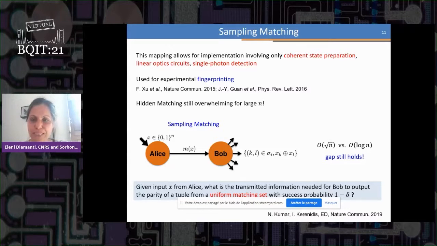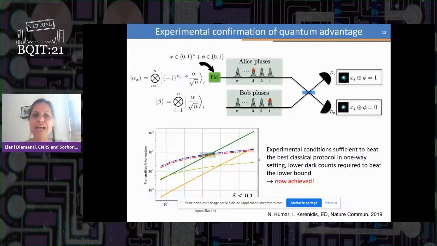We saw that the gap still holds in that case, and then we moved on to perform an experimental confirmation of this quantum advantage with a relatively simple setup. So you see here in this green part of the graph that it was possible. We want our experimental point to be on the right of this green curve, and this shows that we can beat the best classical protocol.